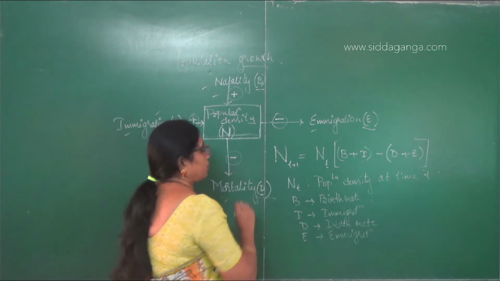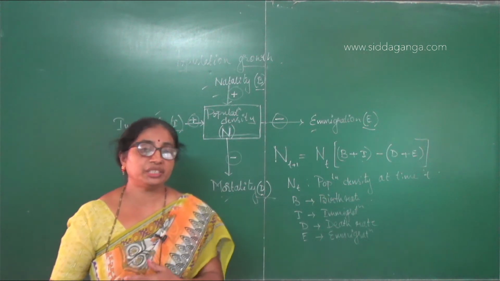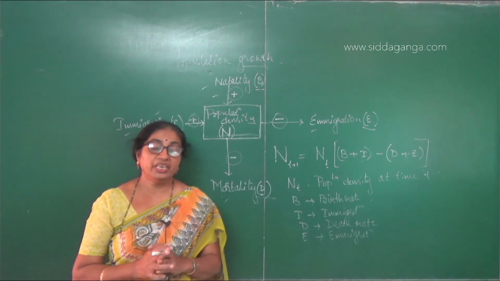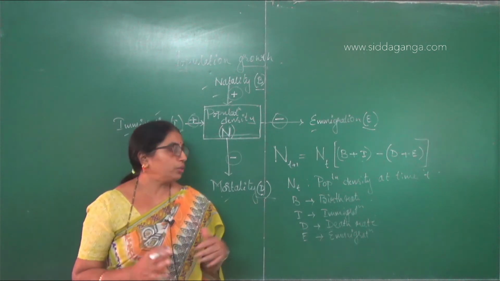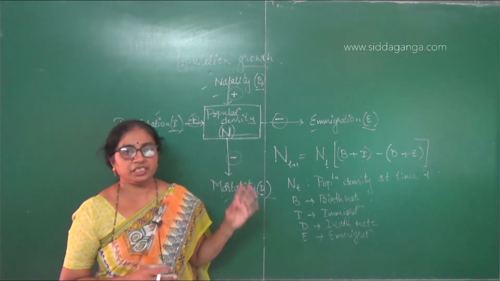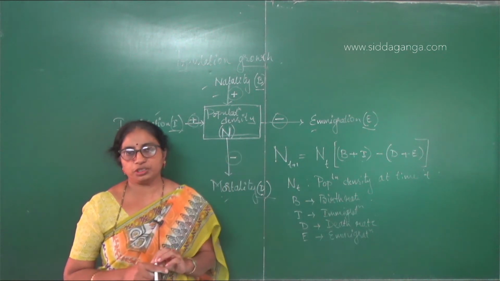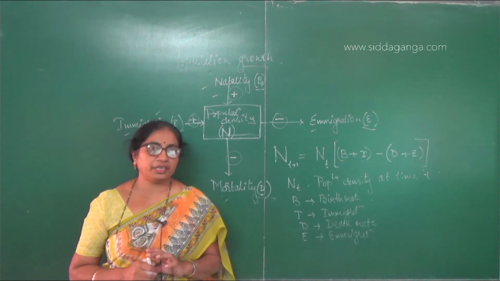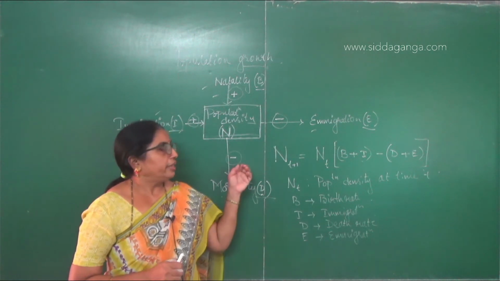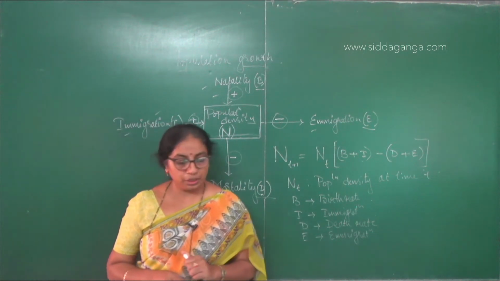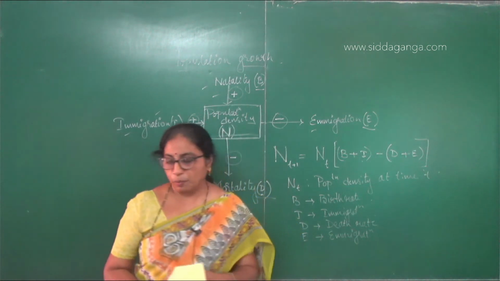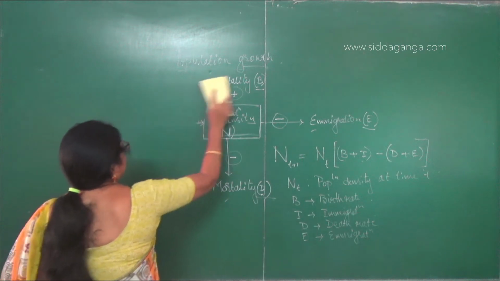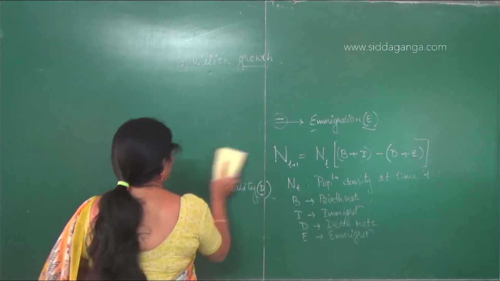So this is about what is called population density. Population density can never be a constant. It keeps altering. The altered population density is because of these basic four forces called natality, mortality, immigration, and emigration. So next, we'll move on to the next topic. After population density, we are going towards growth models.